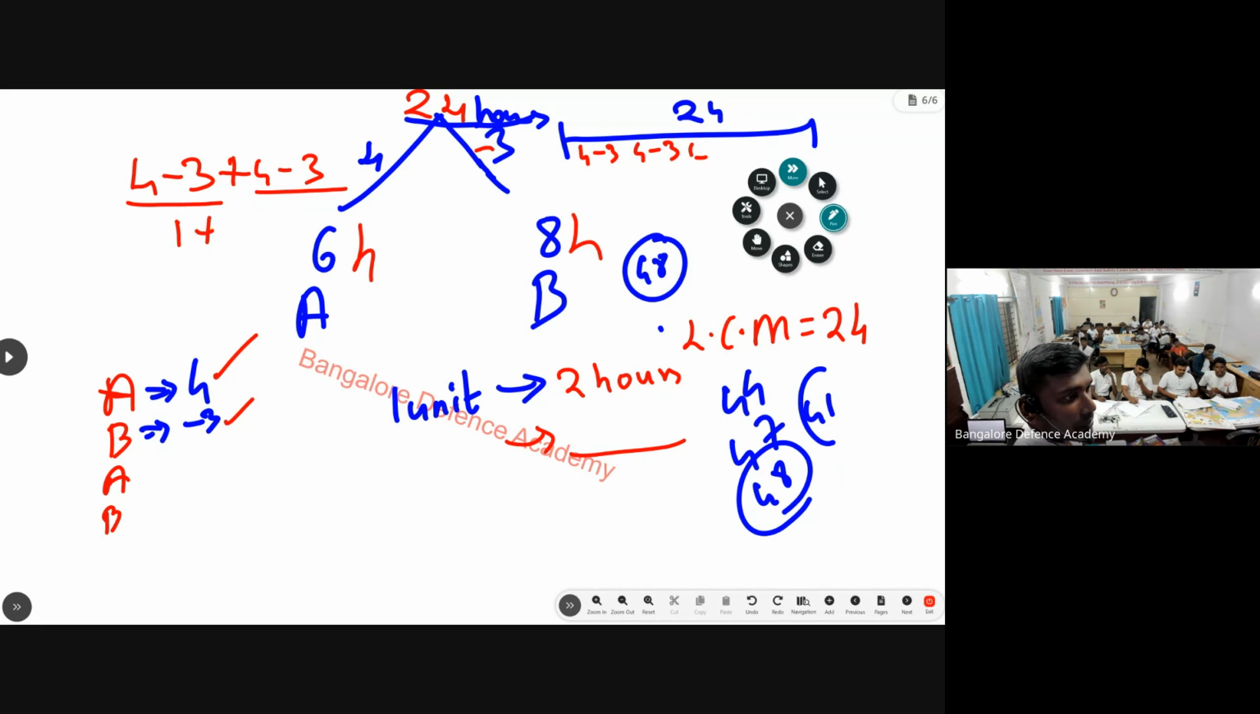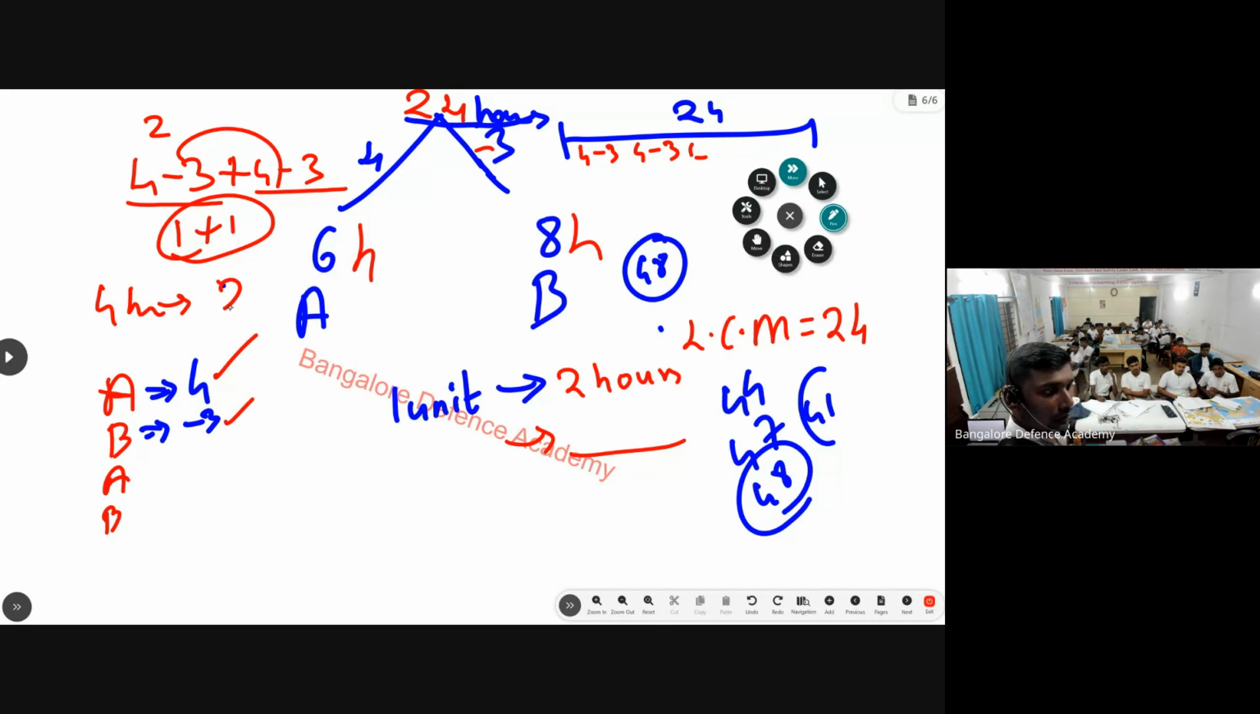4 - 3 is 1, 1 plus 1. So this is for complete. This is 4 hours. So for 4 hours, it is how many units? 2 units of work done. So for 24, how much? 2 × 24/4. 12. Okay. Time being, you keep it 48. I'll just do some other indirect method and type it. Next, take it down.